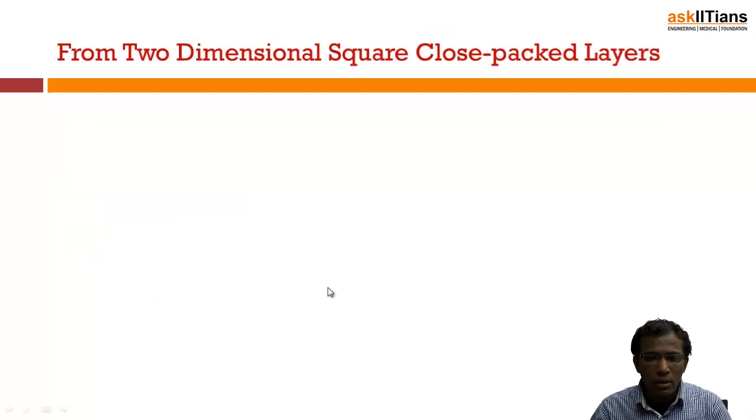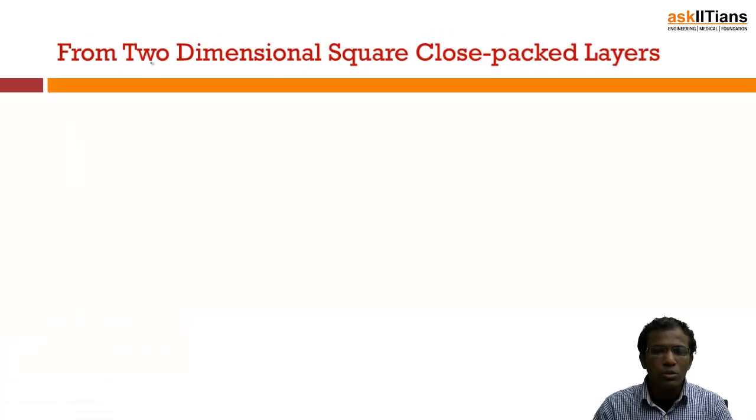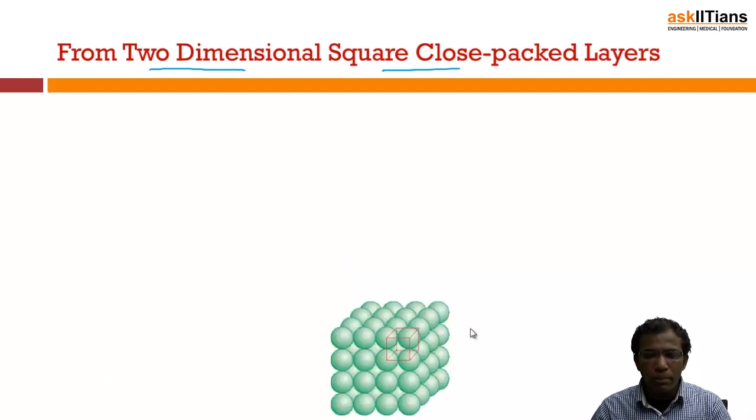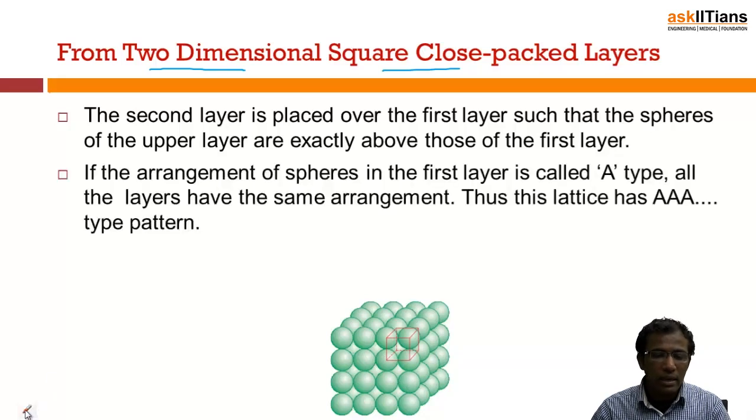Okay, 3D packing. First, 3D packing from the 2D square packing. Let's see how you will get 3D from 2D square packing. Here, if you see, this is the first layer, which is a square close packed layer. What you are doing is placing an exactly similar layer below, and again an exactly similar layer below, and now you get a 3D packing, and this 3D packing is AAA type.